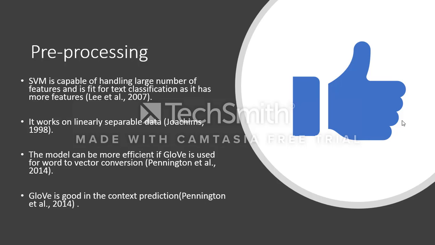And we have to do pre-processing. I told you how the pre-processing works. And we have GloVe and the SVM for text classification. And why are they fit for this? Am I thinking that SVM and GloVe are the best ones? These are the supporting documents for them.